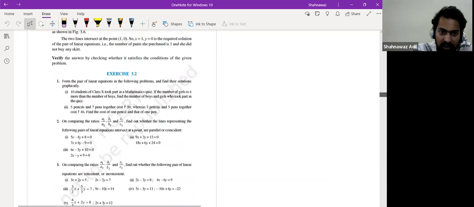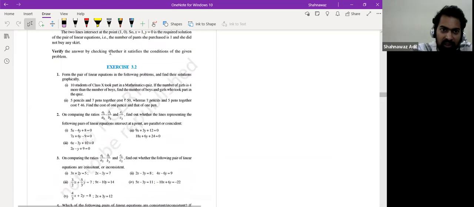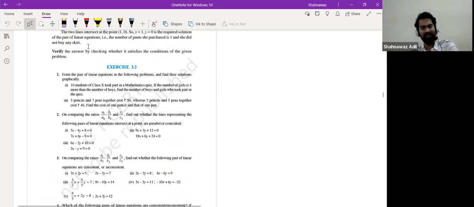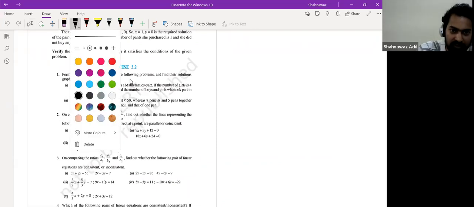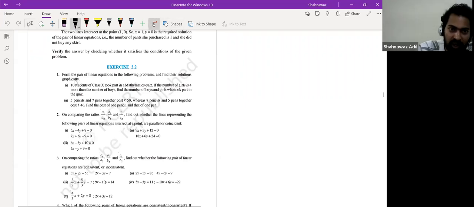So let's just do this exercise. We have gone ahead of your teacher, right? Yes, sir. Okay, so the first question, and we have 50 minutes left, so we can do 1, 2, maybe 3. Okay, sir. So form the pair of linear equations in the following problems, then find their solution graphically. So in the first question, they are only asking about the solutions, but with the graphical method, right?